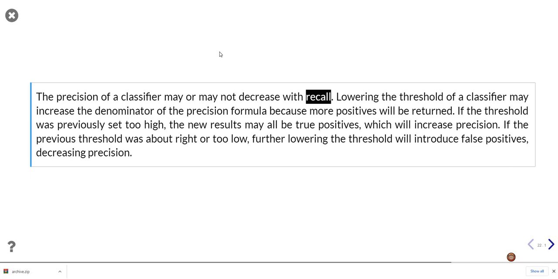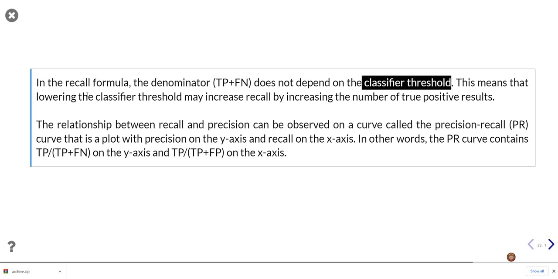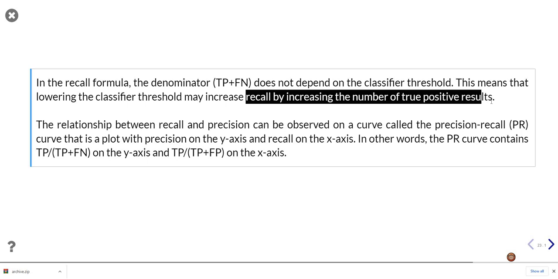This is what I showed in the graph earlier, right? When you move the vertical line towards the left and right. This is the explanation for it. So these are some of the things. In the recall formula, the denominator does not actually depend on the classifier threshold. So this means that if you lower the classifier threshold, you may increase the recall by increasing the number of true positive results.